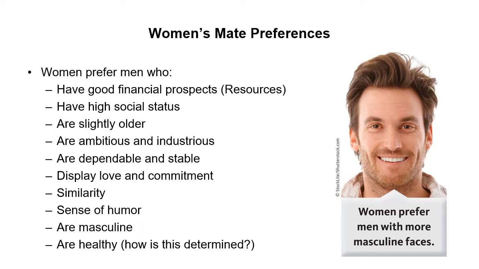So, at least evolutionary history-wise. When we're talking about reproduction, we need to look at what evolution selected for. So the number one thing that women look for in men, whether consciously or not, is good financial prospects. Do they have a job? Do they have the ability to get a job? Do they have the ability to gain resources? Do they have resources? That type of thing.